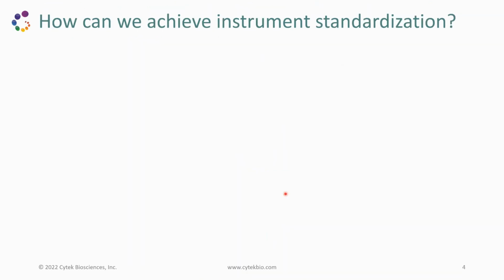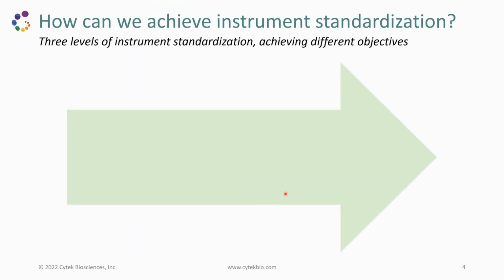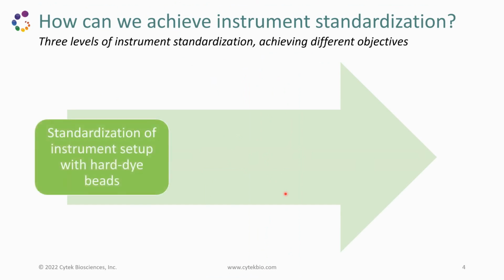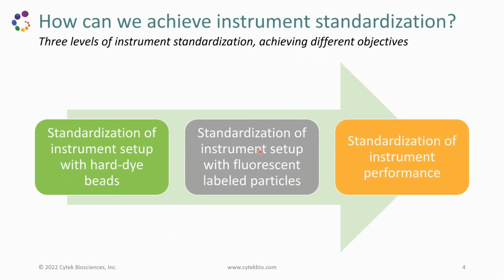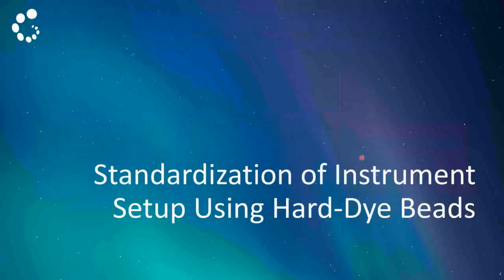So there are going to be 3 levels of standardization that we're going to discuss. First, standardization of setup using hard die bits, then standardization of setup with fluorescent particles. So these 2 are going to take care of that green population being at the same place. And then the third part is going to be looking more in depth at the instrument performance, so the low end and the resolution.